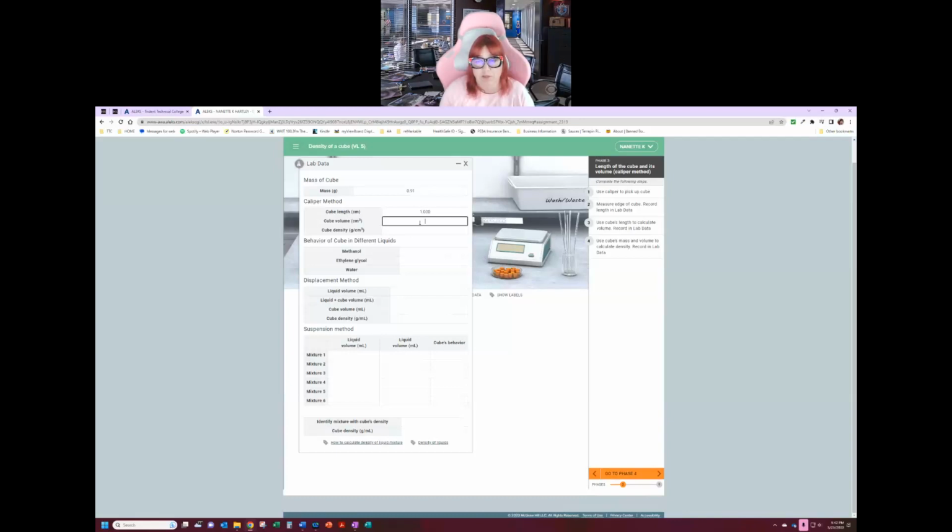Okay. So then it says, use the cube's length to calculate the volume, record it in lab data. So since I need to cube that, 1 times 1 times 1 is still 1. So it's 1.000. And the cube density is the grams divided by the 1.000. So I have 0.91 grams per centimeter cubed. And it's 2 sig figs because I only have 2 here, I have 4 there. So that should be the answer that they're looking for. Mass and volume to calculate the density, recorded in the lab notebook, and yay, we're good.